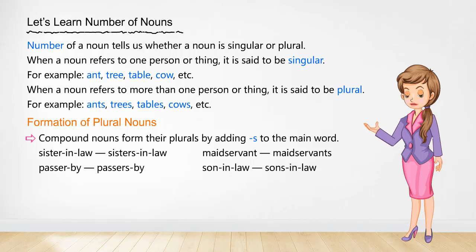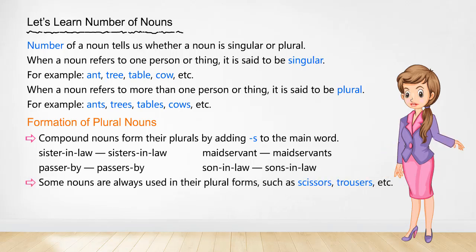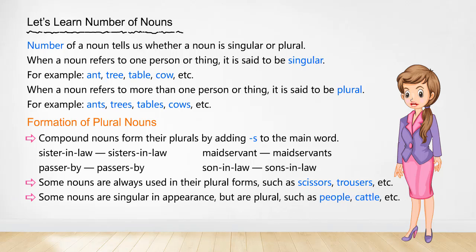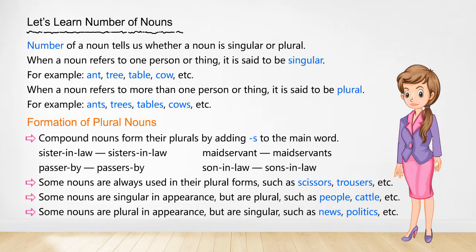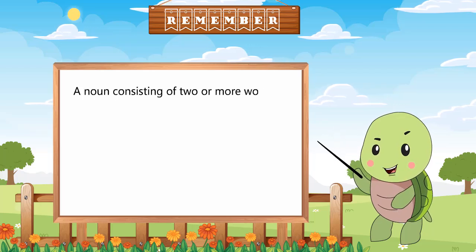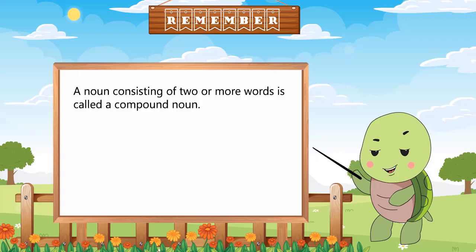Maidservant, maidservants. Son-in-law, sons-in-law. Some nouns are always used in their plural forms such as scissors, trousers, etc. Some nouns are singular in appearance but are plural such as people, cattle, etc. Some nouns are plural in appearance but are singular such as news, politics, etc. Remember, a noun consisting of two or more words is called a compound noun.